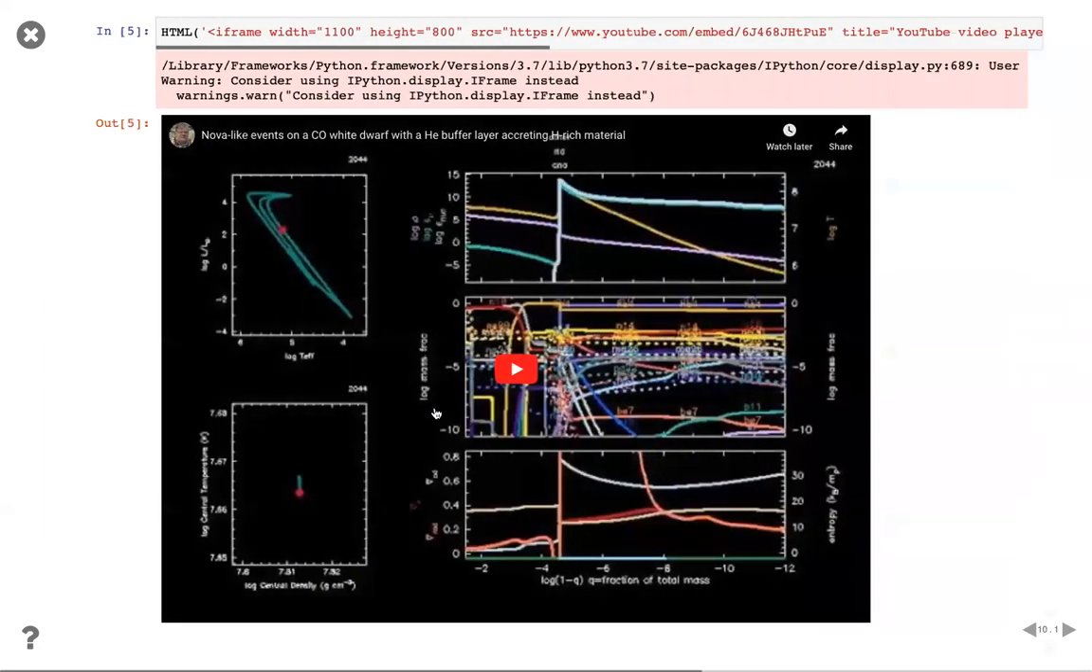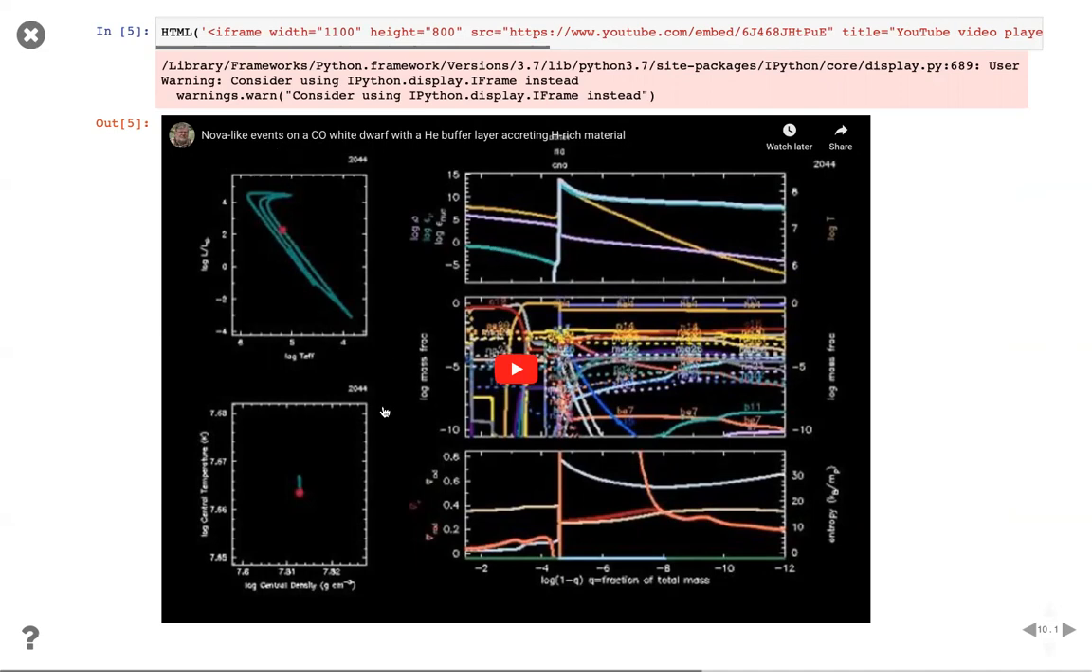So now here you will be able to see a movie of results obtained with the MESA stellar evolution code, for the model of nova-like events on a carbon-oxygen white dwarf with a helium buffer layer that accretes hydrogen-rich material.